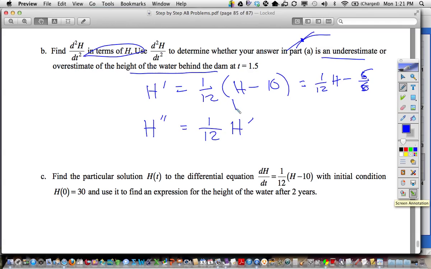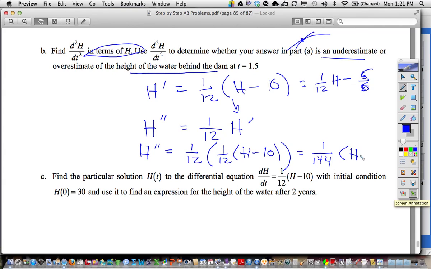So we have to take and plug h prime in right there. So h double prime is 1/12 times 1/12 h minus 10. Or I could have used the other one, I guess. Well, this would just be 1/144 times h minus 10. Right? There you go. Again, so far, all this could have been done without a calculator. So that is h double prime. Now, how do we tell if it's concave up or concave down?